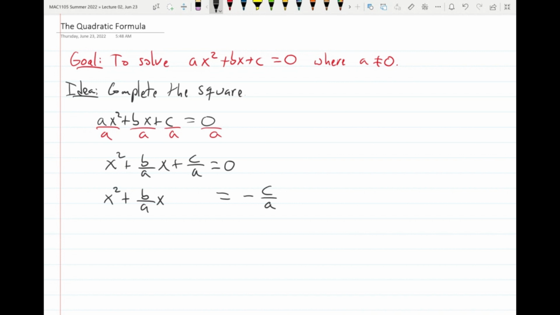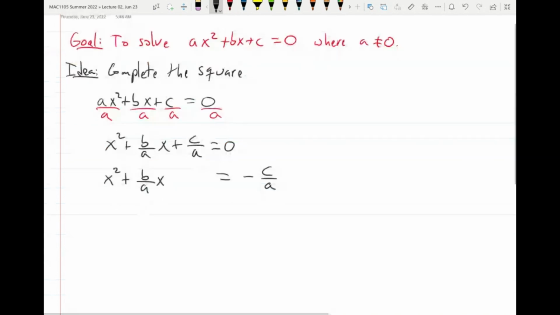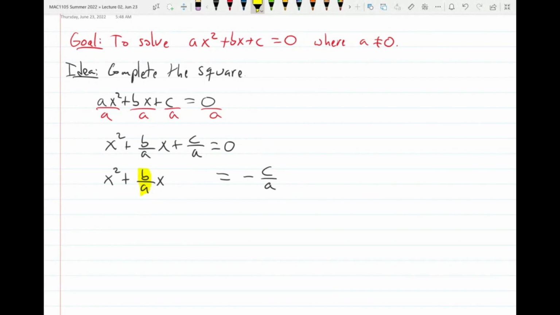And now we complete the square, so we need to figure out what to put in this space so that it becomes a perfect square. So what goes in there? What do we need to do? You look at the coefficient, right? And what do we do to it? Divide by 2 and square. So we look at b over a, and then divide by 2, and we square. What is that? Remember, what's b over a divided by 2, by the way? B over 2a. B over 2a.